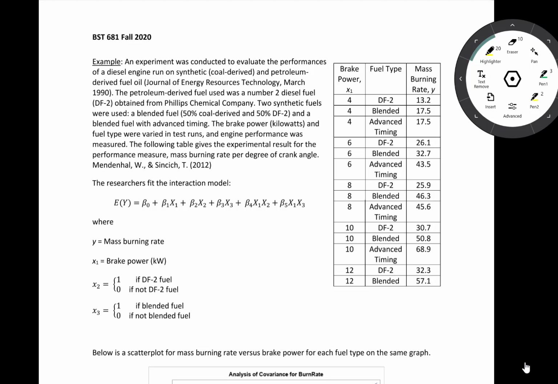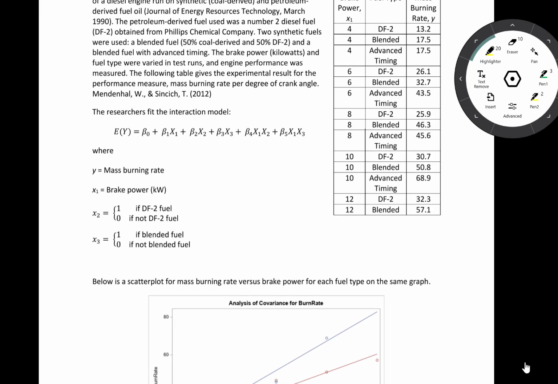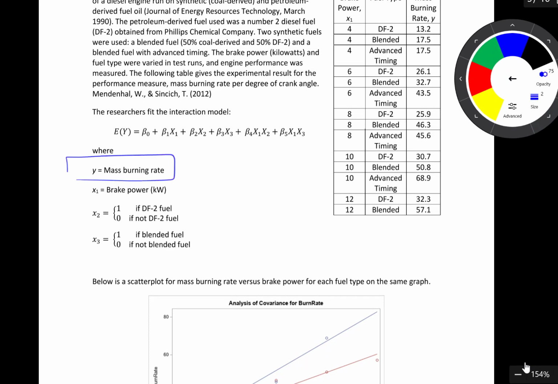So the following table gives the experimental results for performance measured, mass burning rate per degrees of crank angle. And so we have the following. Notice, in terms of our variables, mass burning rate is our response. Our first predictor is going to be brake power, which is quantitative. And then our second variable is going to be a categorical variable, which is fuel type, which takes 3 levels, so has 2 dummy variables to represent it.